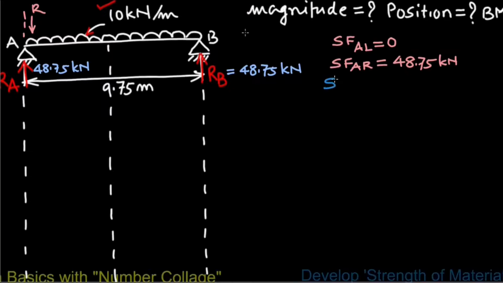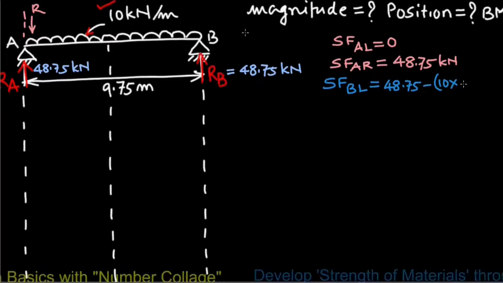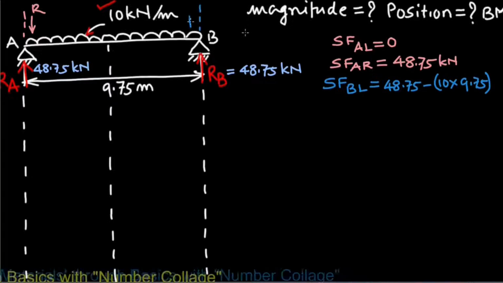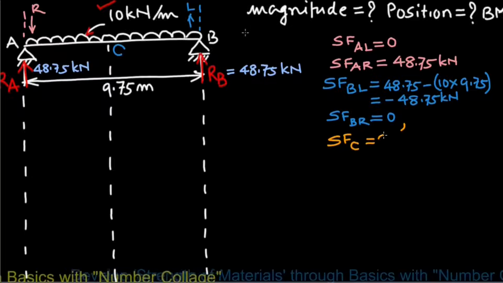Shear force to the left of point B will be 48.75 upwards minus UDL 10 multiplied by its span 9.75. So that will be, according to upward load to the left of point B, minus 48.75 kilonewton, and shear force to the right of point B will obviously be 0 as there is no load. There will be maximum bending moment at point C, so shear force at the midspan C is 0.